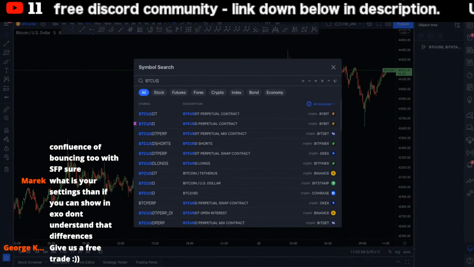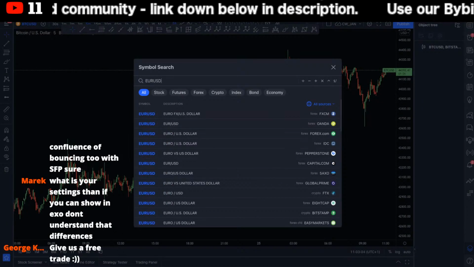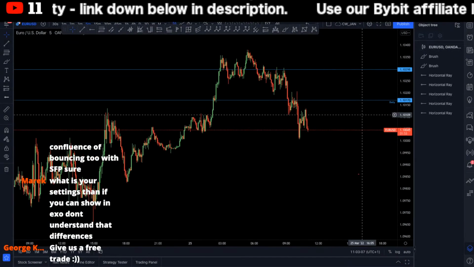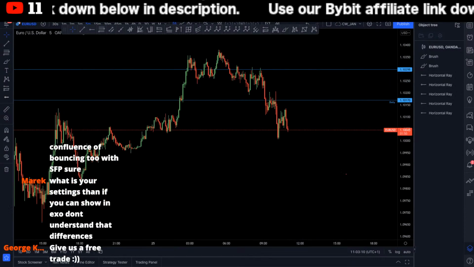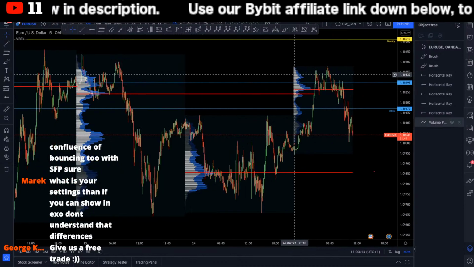From what I saw on the forex, literally all you need is a naked POC with some horizontal confluence. I wasn't even using Fibonacci or anything. Just simply naked points of control, the volume levels, with some horizontal confluence, and it works so well.